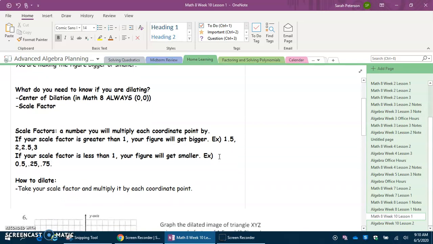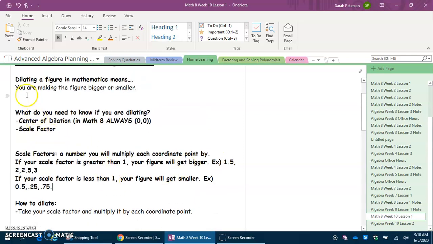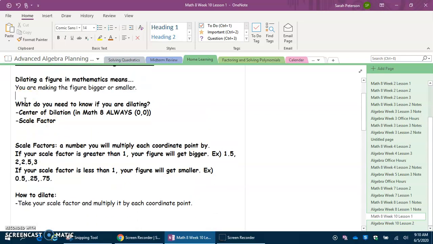Okay, so those are really the main points of dilation. Dilation is actually really easy. The thing that you need to know is the points before. So let's look at a couple examples to make sure that you're able to dilate a figure.